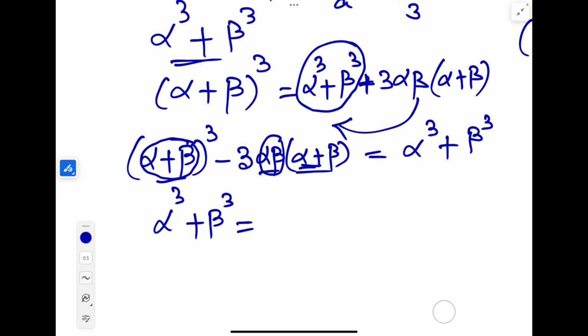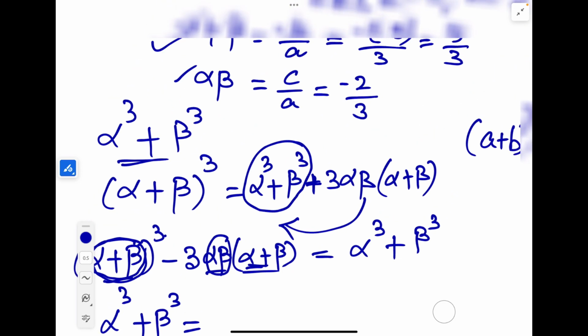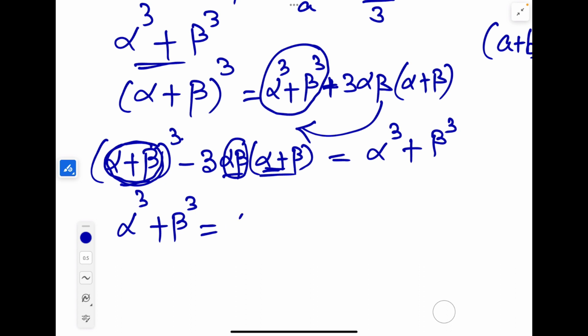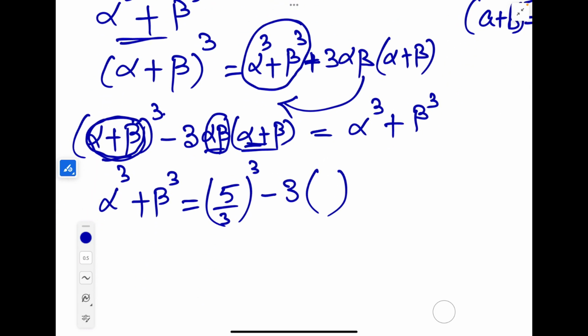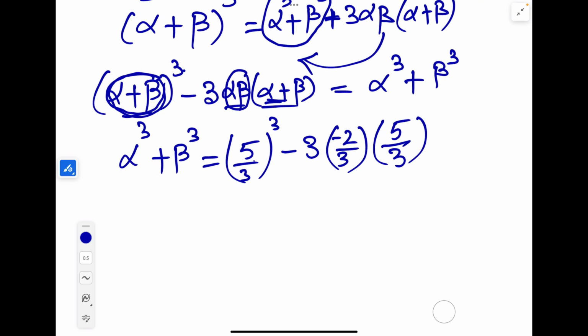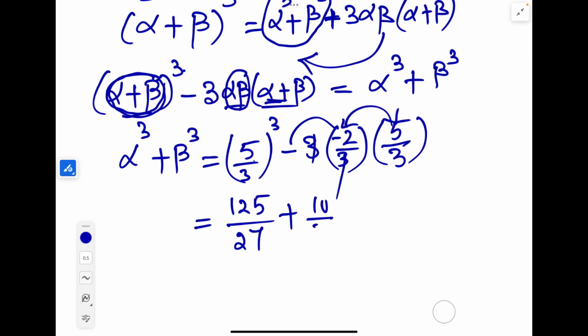So alpha cube plus beta cube, here alpha plus beta whole cube. What is our alpha plus beta? It is 5 by 3, right? So 5 by 3 whole cube minus 3 into alpha beta. C by a is minus 2 by 3 into alpha plus beta. Alpha plus beta is 5 by 3. Now simplify. 5 cube is 125 by 3 cube is 27. Minus into minus is plus. We can cancel one 3 over here. So we will be getting 5 times 2 is 10 by 3.